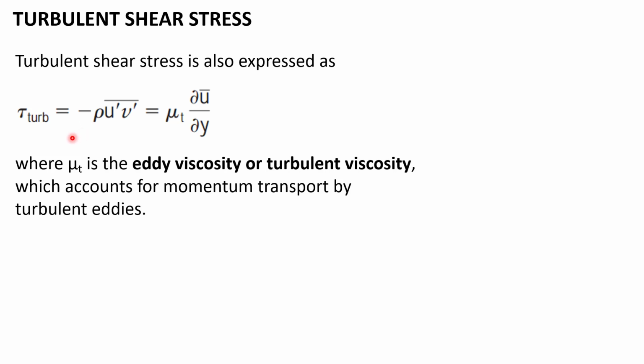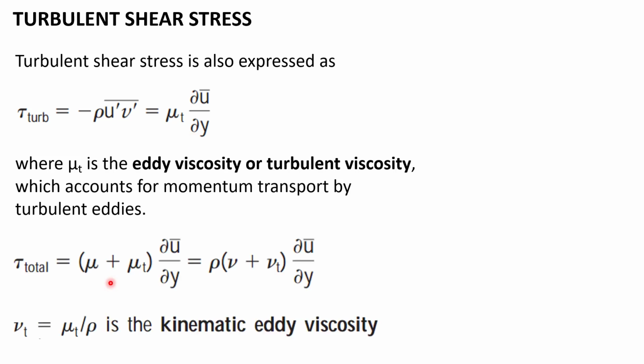The turbulent shear stress can also be written in the velocity gradient form, where mu t is the eddy viscosity or turbulent viscosity, which accounts for the momentum transport by turbulent eddies. So total shear stress can be obtained by adding the laminar component and the turbulent component, and we can replace this mu by nu, which is kinematic viscosity, and mu is dynamic viscosity.